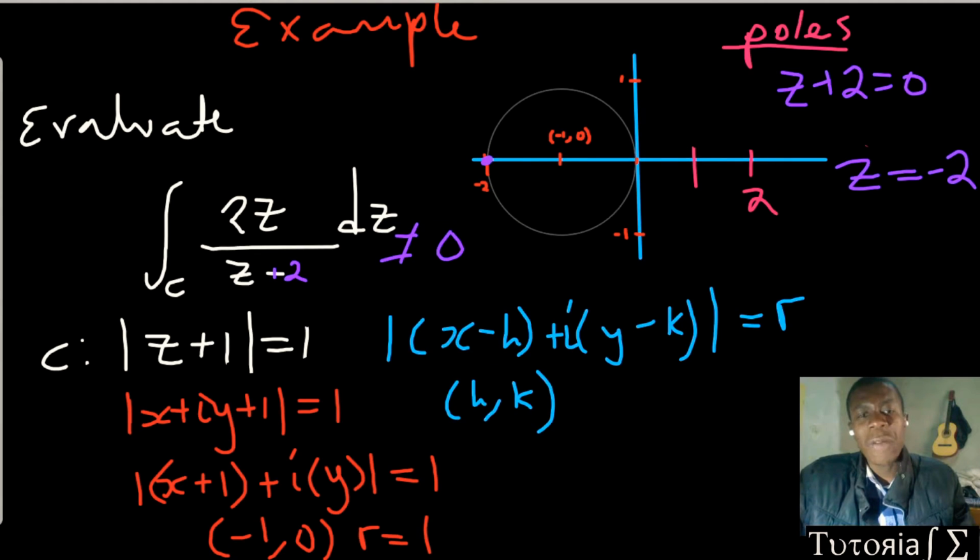But there is another way of finding this. There is another way of finding if your poles are inside your given circle of integration. If they are inside, there's another way to do it. But if they are outside, then the answer is 0.